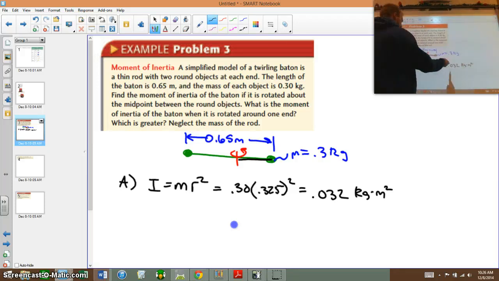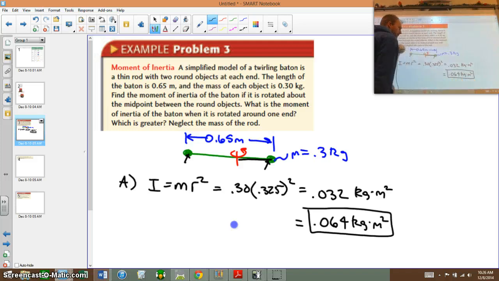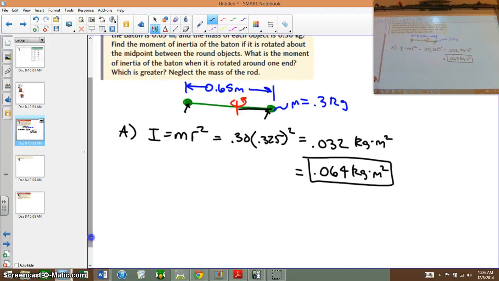Now that's just for one of them. Because I have 2 point masses here, I've got to find the moment of inertia of both of them. So that'd be 0.064 kilogram meters squared. So that's what it is around the center. So part B, so we'll call this the center.